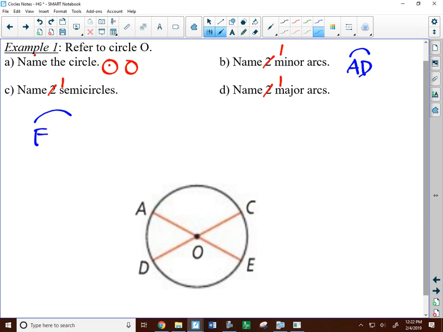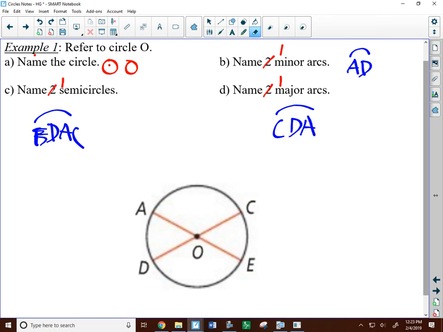Say it again. Oh, DAC. DAC, yeah. I think it's EAD. I was going to say that was just the wrong order. Yeah, as is, DAC is good. Major arc, Eli? CDA.